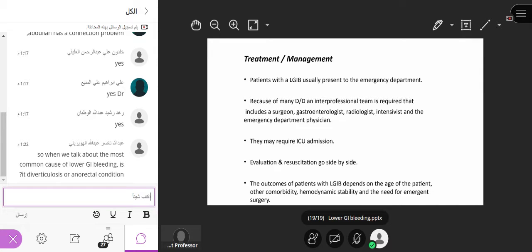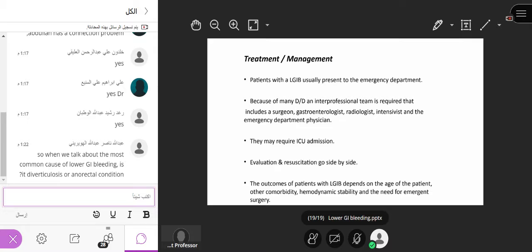Patients with lower GI bleeding usually present in the emergency department. You know that upper GI, lower GI, both present to the emergency department. You do ABCD, ABCDEFG. And because of the many differential diagnoses, an interprofessional team is required that includes a surgeon, looking at whether the bleeding is from a peptic ulcer, a posterior duodenal ulcer which has penetrated the vasa branch of the gastroduodenal artery and is bleeding. Usually, it cannot be controlled by endoscopy. Then you require laparotomy, then you require a surgeon.